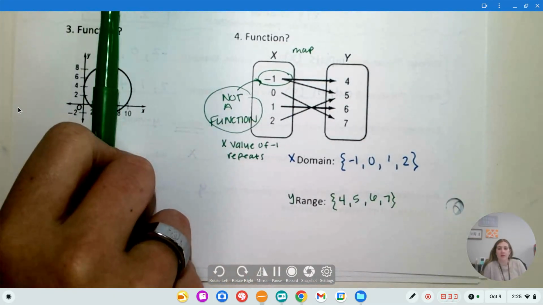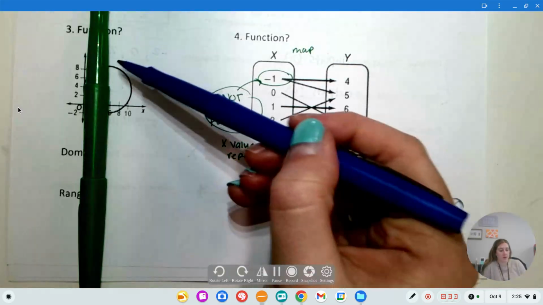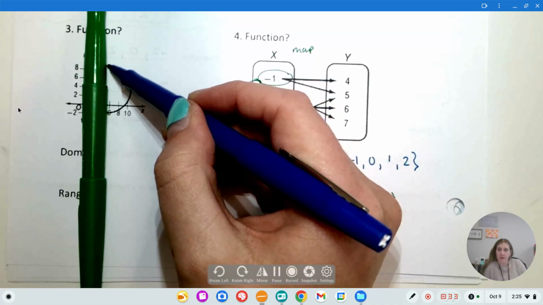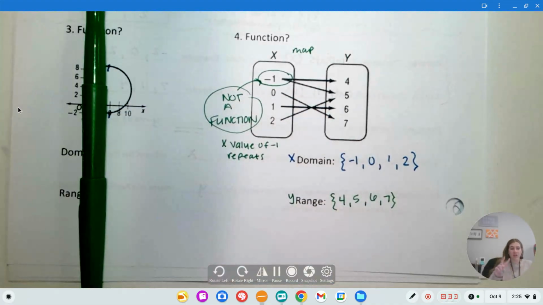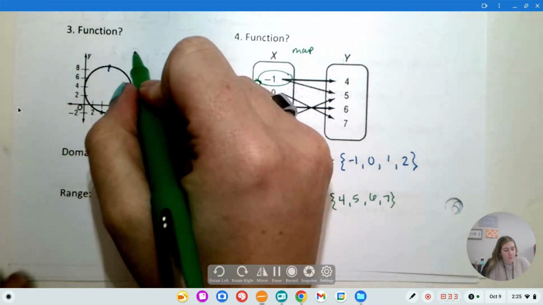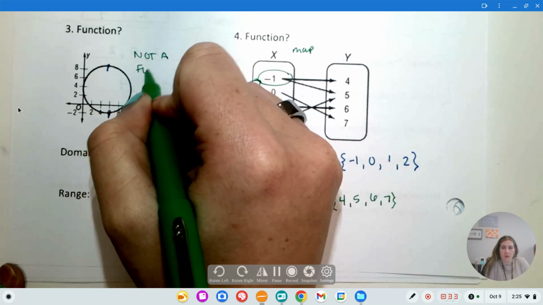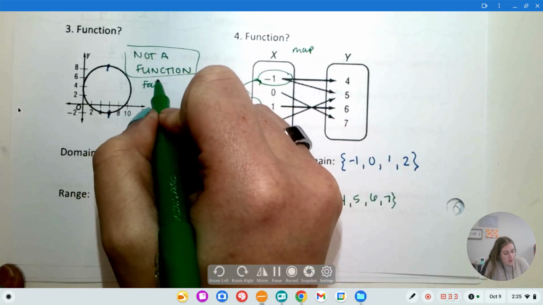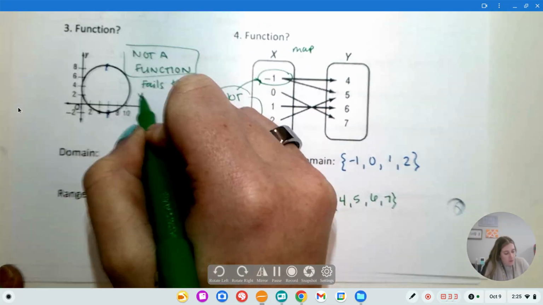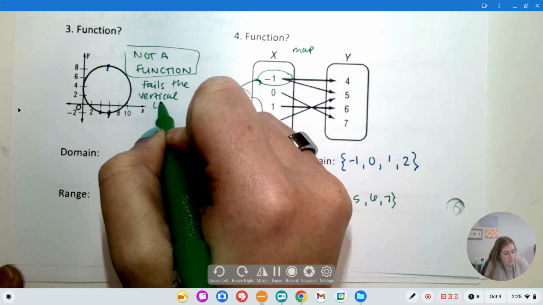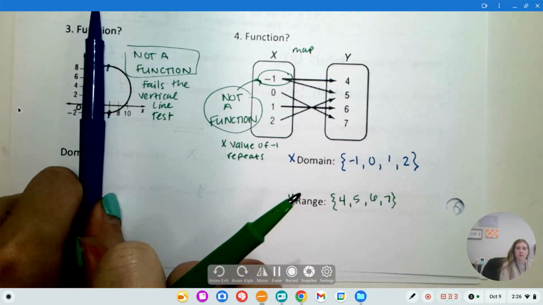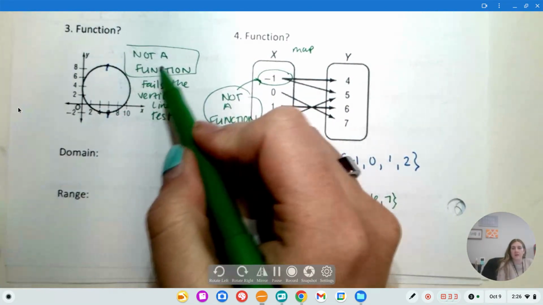If I put it on my graph, look here and here, my circle touches my line right here and right here. If it touches more than once, if it touches 2 times, not a function. Okay? Not a function. And we would say this fails the vertical line test because it touched my line 2 times. My pencil was vertical, touches here and here, that is a fail.